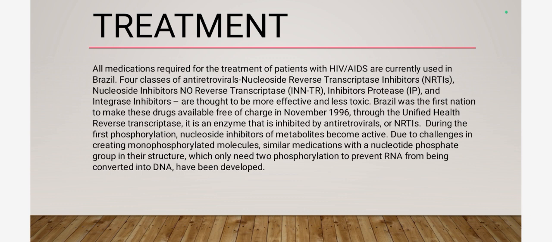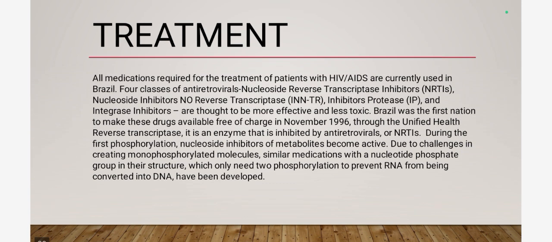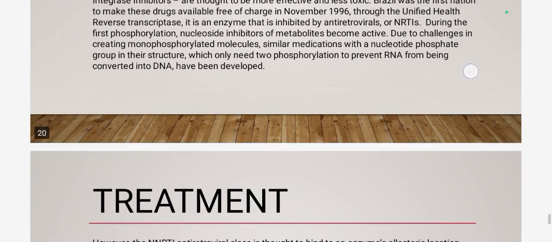Reverse transcriptase is an enzyme that is inhibited by the antiretrovirals, or the RTIs. During the first phosphorylation, the nucleoside inhibitor metabolites become active. Due to the challenges in creating the monophosphorylated molecules, similar medications with the nucleotide phosphate group in their structure, which only need two phosphorylations to prevent RNA from being converted into DNA, have been developed.